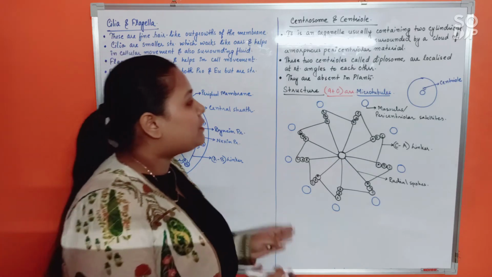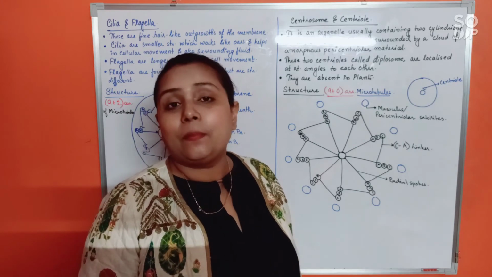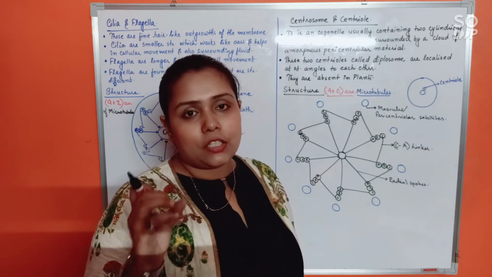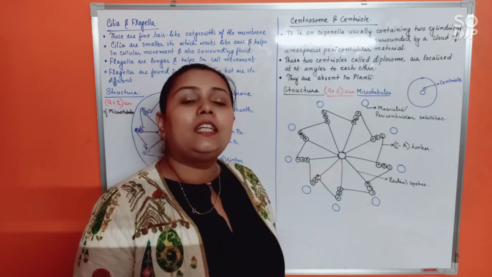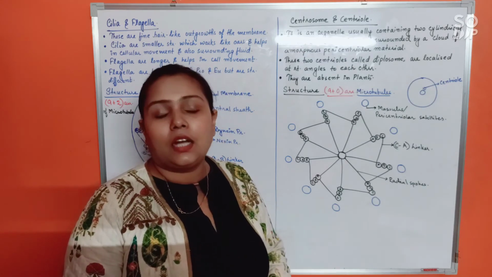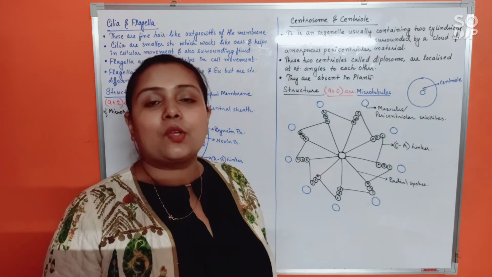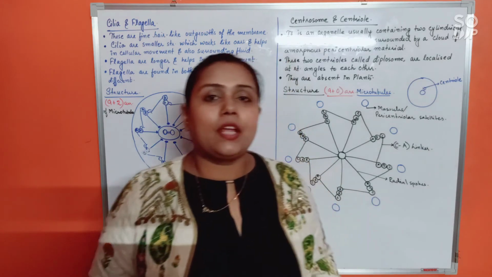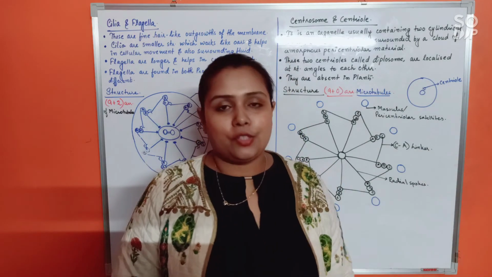Fine. So this is the structure of centriole, and as a pair we will call it diplosome, and when it is going to be present in that particular specific matrix of the cytoplasm, we will call it the centrosome. Okay, diplosome plus centroplasm is called centrosome. Alright, so that's all regarding the structure of cilia and flagella and centriole or centrosome.